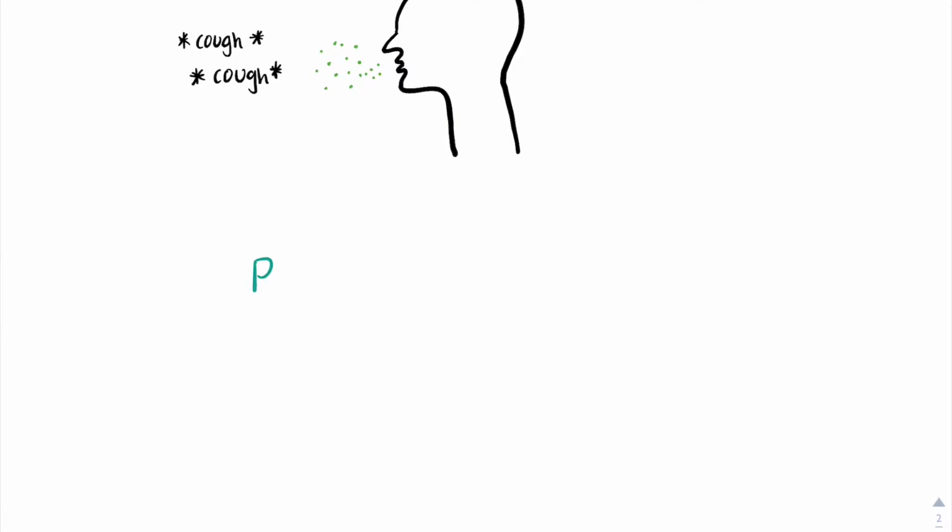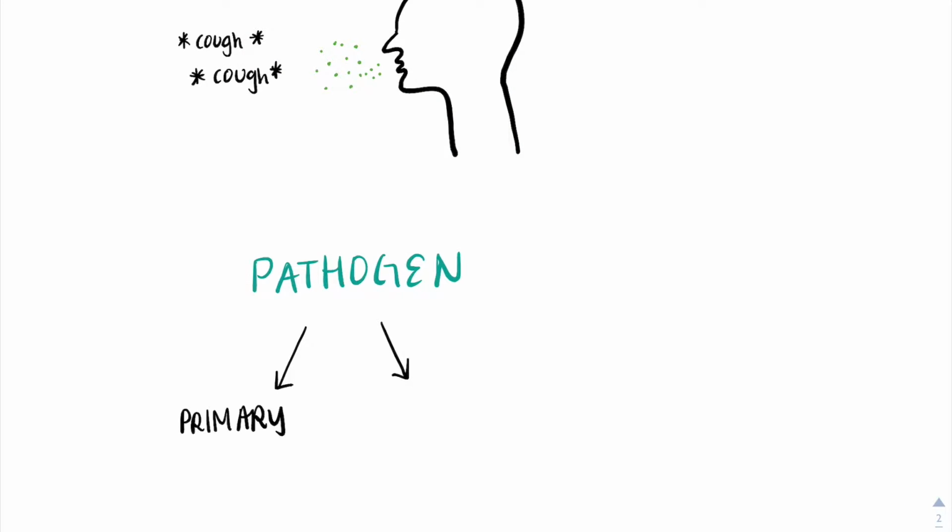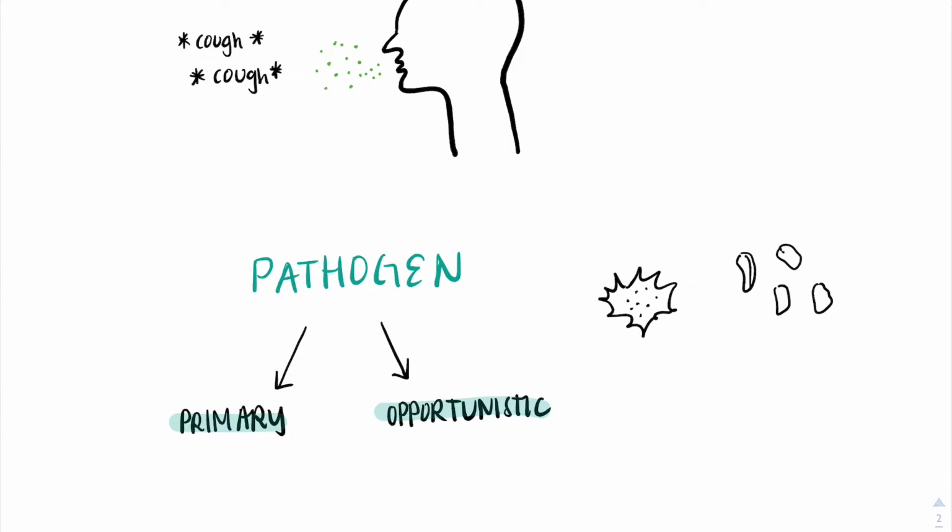A pathogen is the actual organism that causes the infectious disease. They are divided into primary and opportunistic. A primary pathogen causes diseases by direct interaction with a healthy host. On the other hand, an opportunistic pathogen is always present in the environment but can only infect the host when it's immunocompromised.